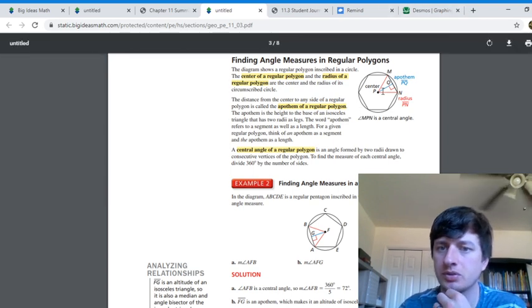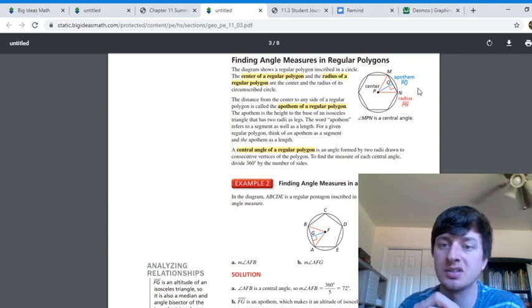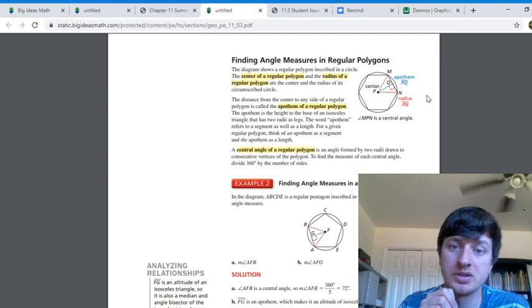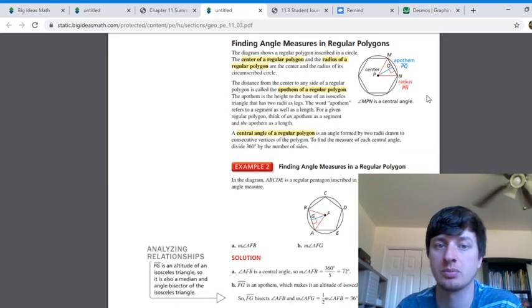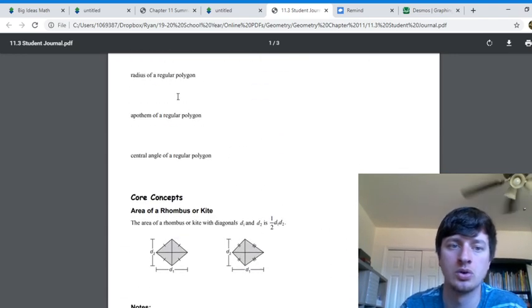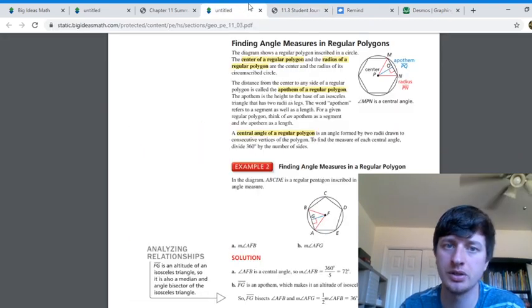The radius is to the vertices. So P to N, vertex. P to Q is the apothem. It's the distance to the side. So it makes a right angle with the side, and it's the distance to the side. So that's what the apothem is. So we could add that in to this if you want. And then the central angle here.